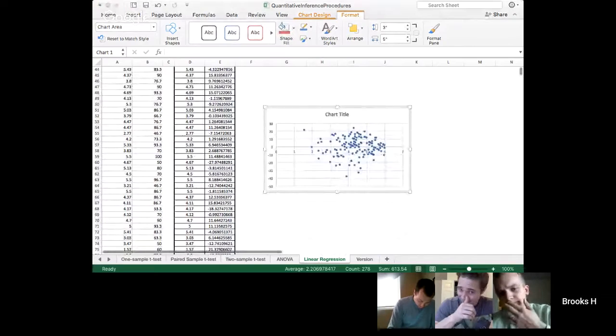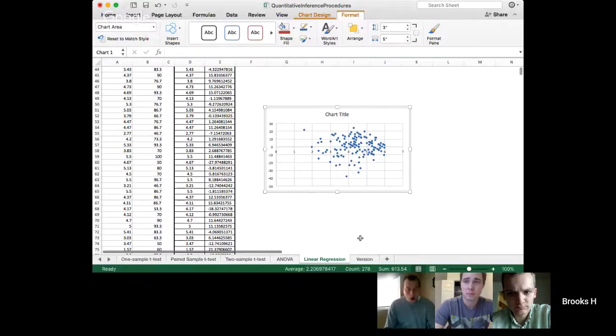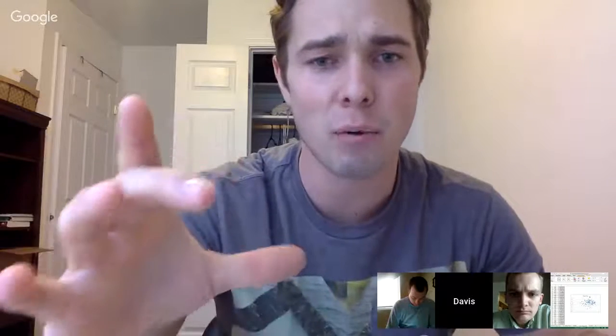So it's B for number 6. Let me see. I think it's A. The residuals are between -40 and 25. Oh, because the residuals don't form a linear pattern. I mean, technically they're linear, but on the scatter plot, it's not a linear pattern.